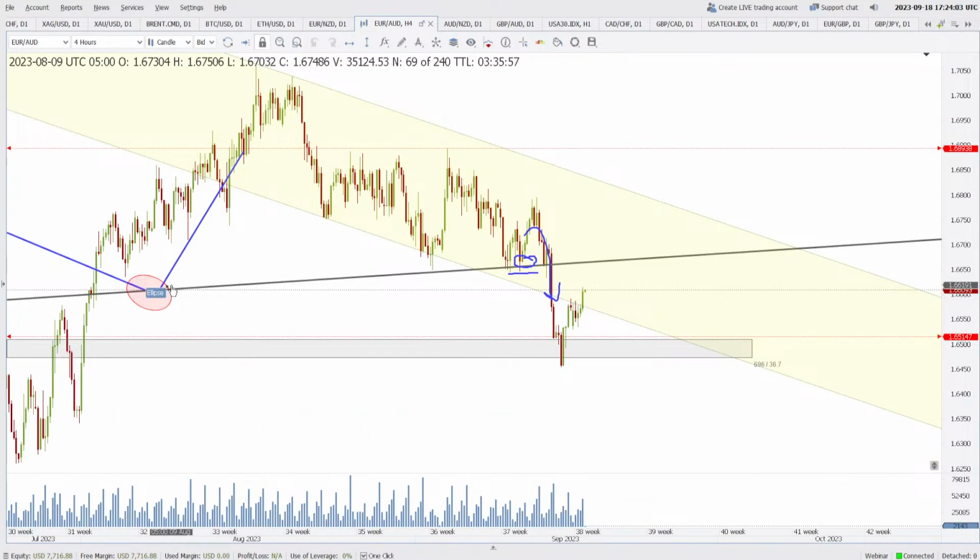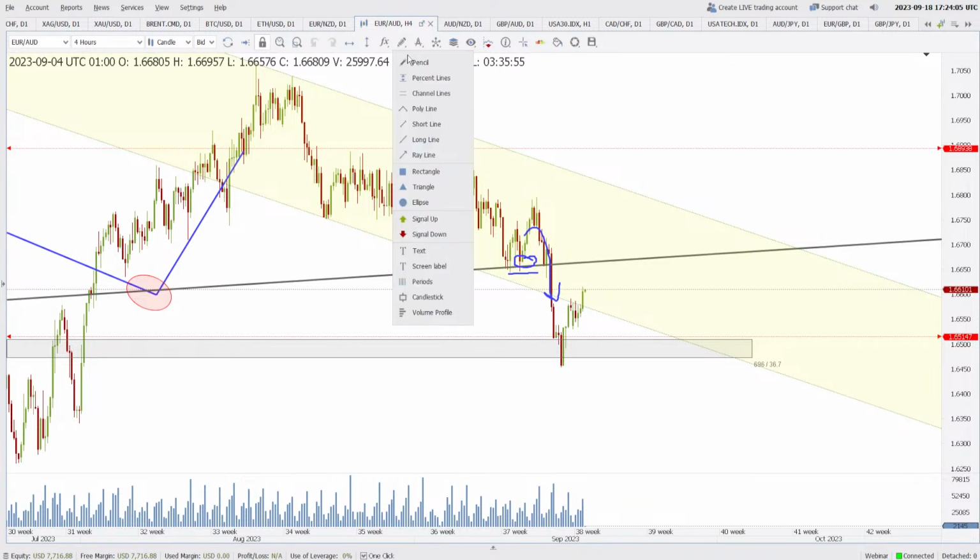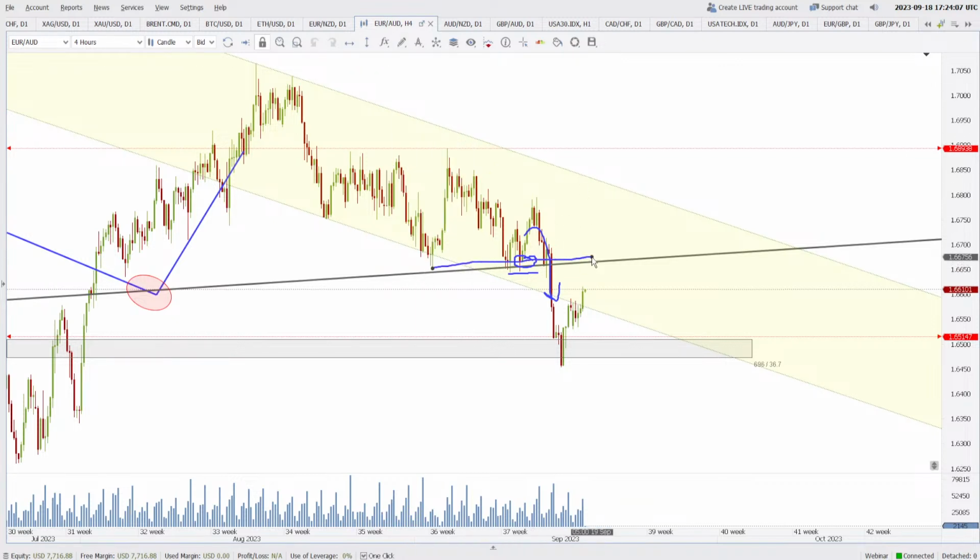But look at what happens in this area. Look at what happens when the price meets this line, because this was a crucial support. You can see that the price was respecting this support. Now since it has rejected this support, what happens when the price meets this area again?